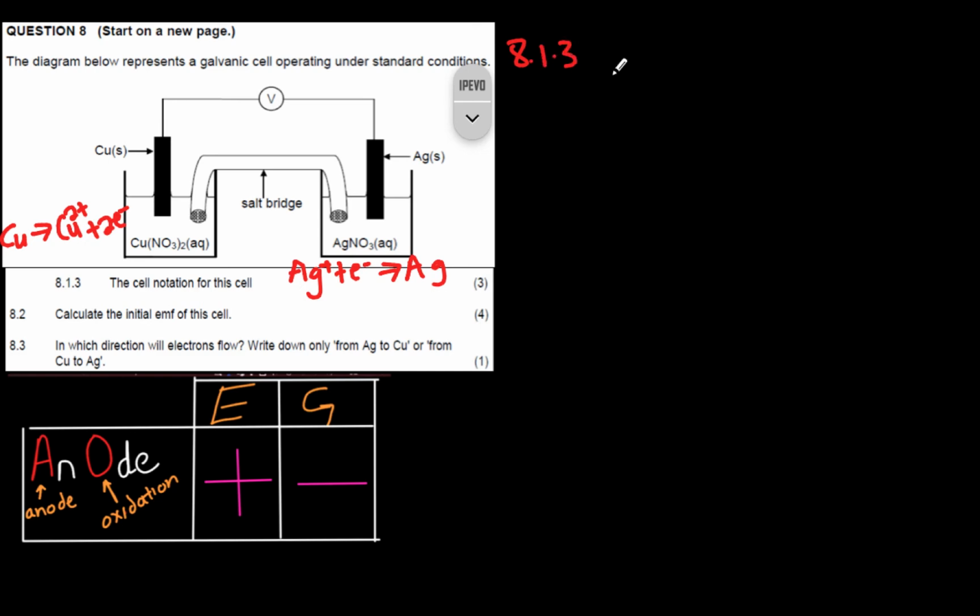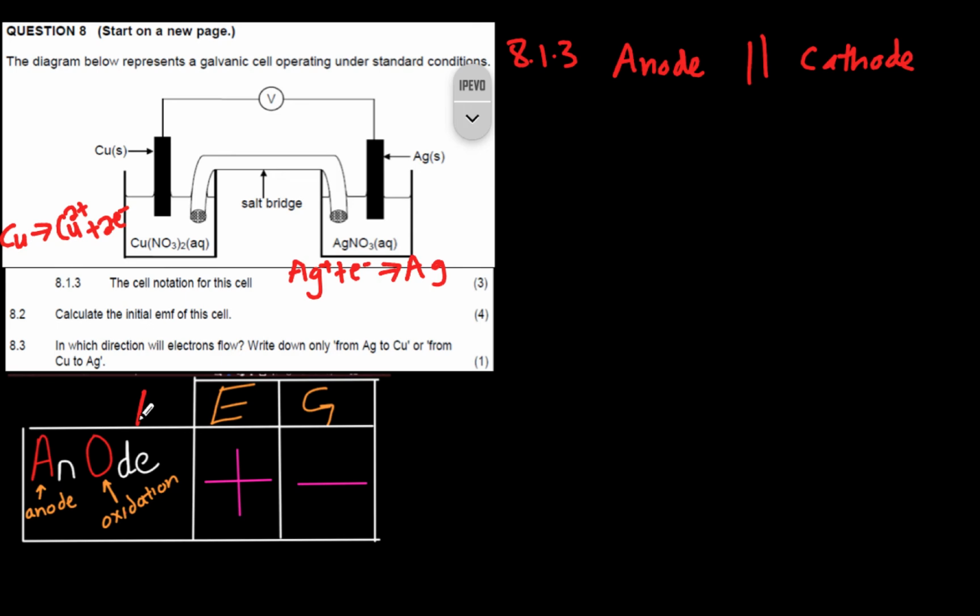So to write the cell notation, the first thing you must know is that you start with the anode, then separate them with the salt bridge, and then you have the cathode. The phases are going to be separated using a single line. The way you write this, you write the anodic reaction and the cathodic reaction. That means you have to know which one is the anode and which one is the cathode.